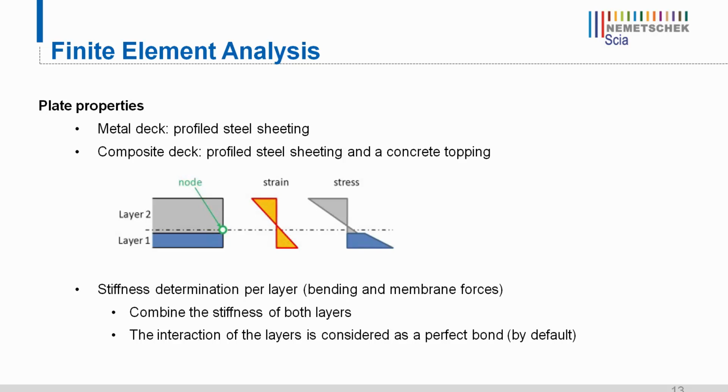The interaction of the layers is considered as a perfect bond, so without any slip between the concrete and the steel sheeting. The strains are determined from the displacements and rotations at the nodes of the finite element mesh. Now, the assumption of perfect bond is definitely reasonable for the longitudinal behavior of the composite deck, meaning in a direction parallel to the corrugation. In the direction perpendicular to the corrugation, this seems less obvious. However, the stiffness of the sheeting in that direction is very low and will hardly influence the behavior of the composite deck. Therefore, that approximation of a perfect bond is acceptable.